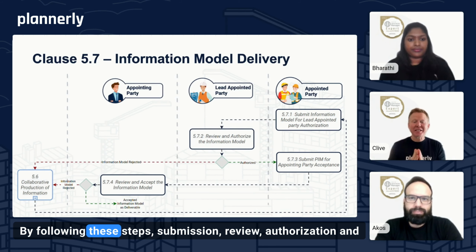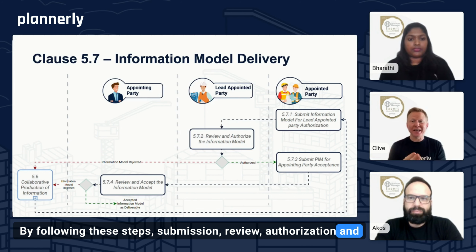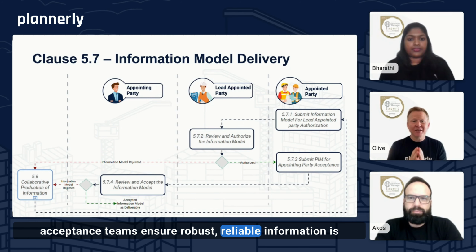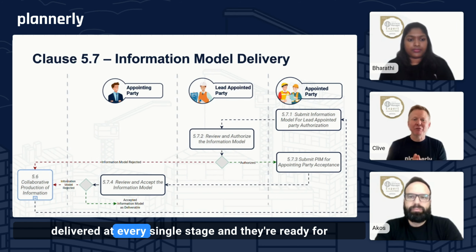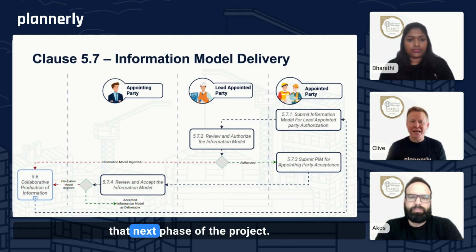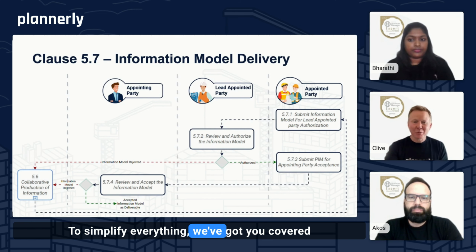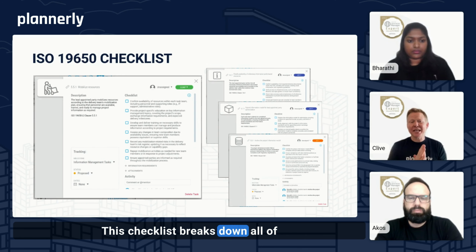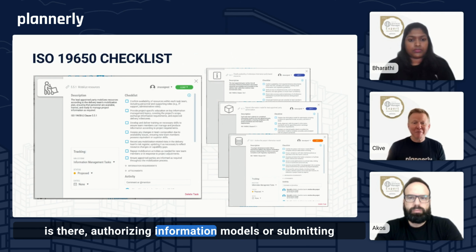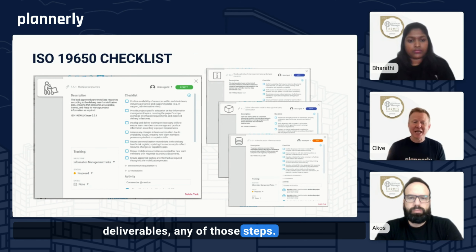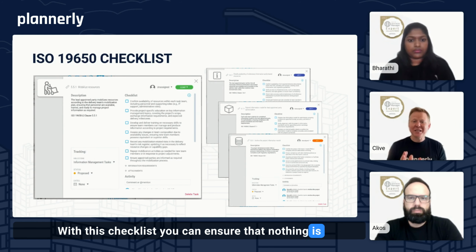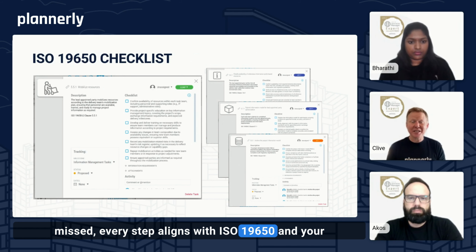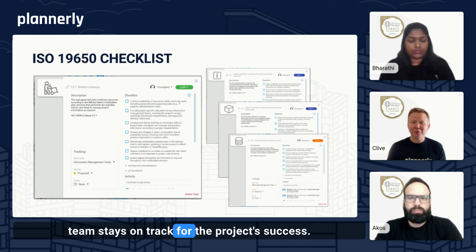Perfect. By following these steps, submission, review, authorization, and acceptance, teams ensure robust, reliable information is delivered at every single stage, and they're ready for that next phase of the project. To simplify everything, we've got you covered in the complete ISO 19650 checklist. This checklist breaks down all of the steps, tasks, and requirements, whether it's mobilizing resources, checking reference information is there, authorizing information models or submitting deliverables. With this checklist, you can ensure that nothing is missed, every step aligns with ISO 19650, and your team stays on track for the project's success.